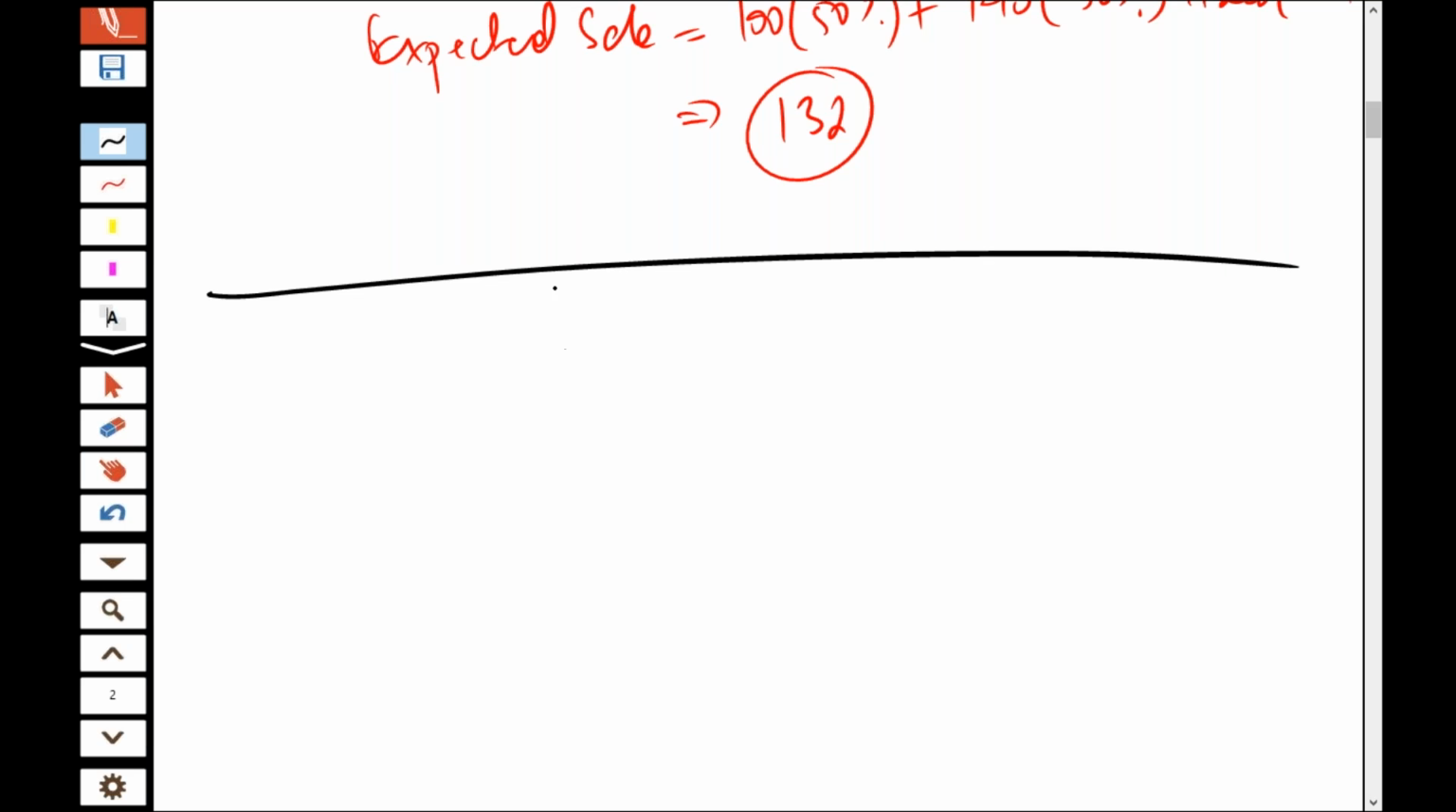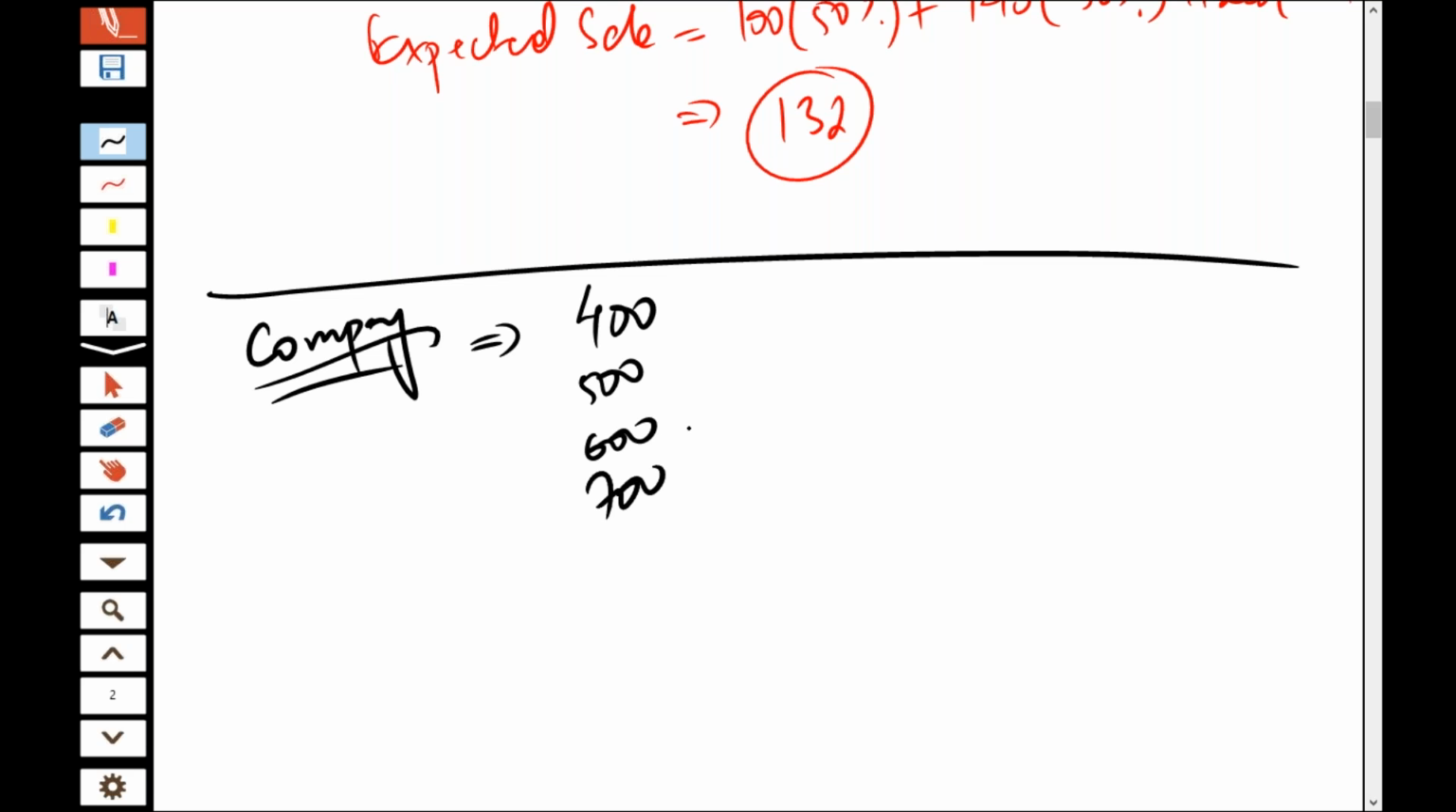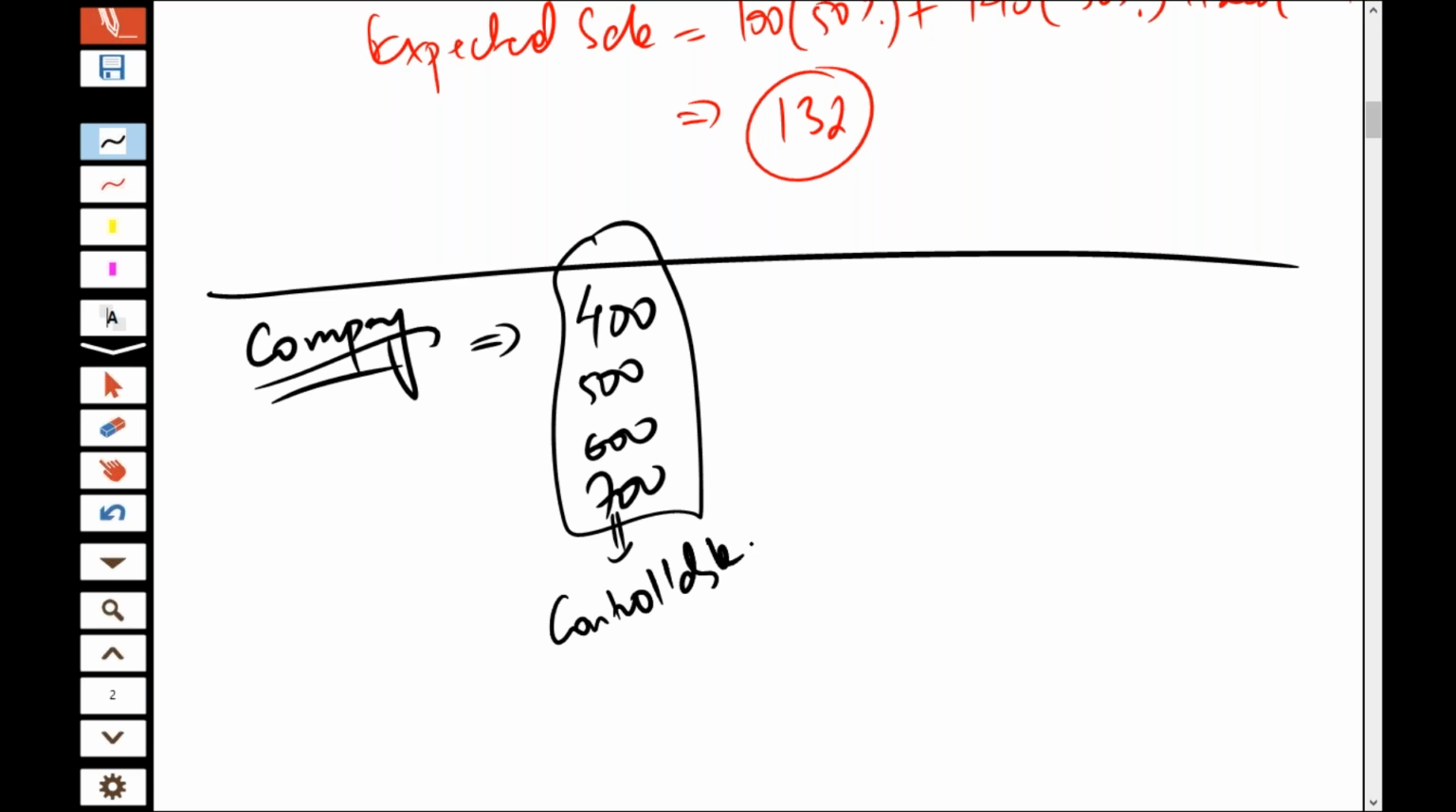For example, you are a company which has a decision to make. You can either go on producing 400 units, or 500 units, or 600 units, or 700 units. This is something that you have to decide, so this is going to be considered a controllable factor. So I'm assuming that you are a company which has to decide whether we are going to manufacture 400 units of a product in a year, or 500 units, or 600 units, or 700 units.